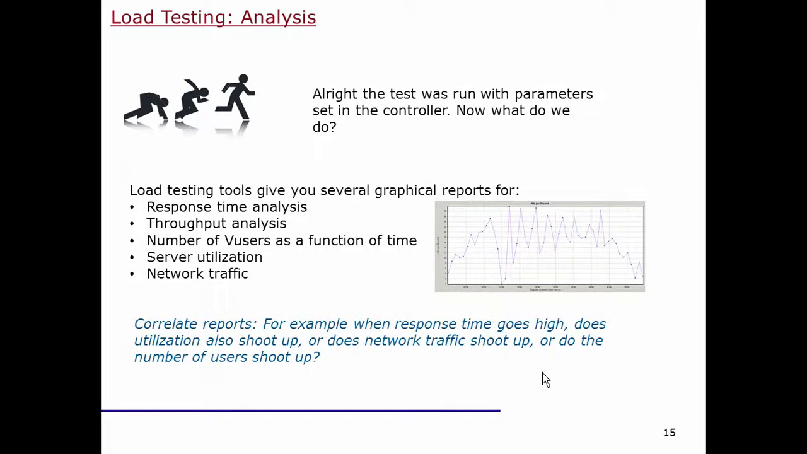Now just having the analysis is not enough, because the tool will give you the reports. You need to be able to cross-check the reports. You need to be able to correlate them and do your own analysis around the reports. For example, when response time goes high, you need to correlate. Is it because utilization has shot up, or because network traffic has gone up, or number of users has shot up? And this way you can be able to correlate the effect with the cause, because response time and throughput are outputs and the cause is the inputs, which could deal with virtual users, think times, or the system state.